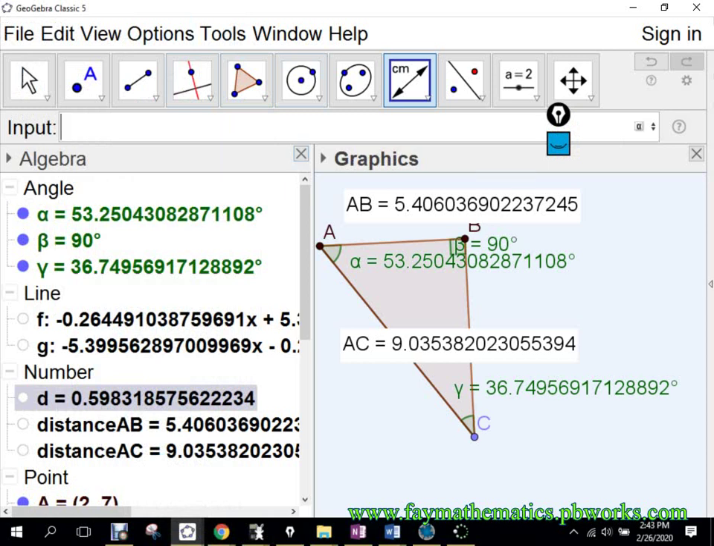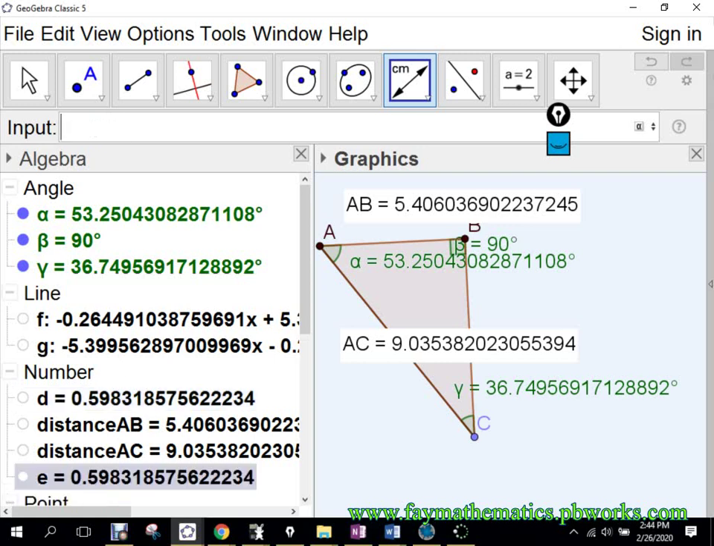I'm going to take AB. So when I type in AB, GeoGebra is going to capture this entire decimal for thousands and thousands of decimal places. Does that make sense? And then we'll divide by AC, which is going to do the same thing. Okay? And when I hit enter, I look at those two.